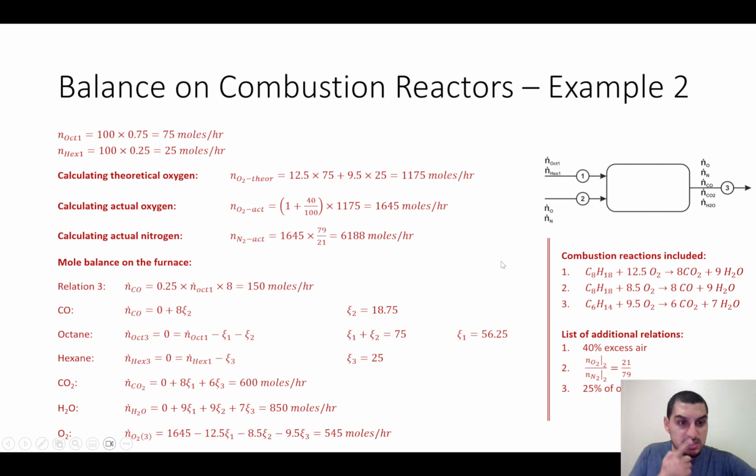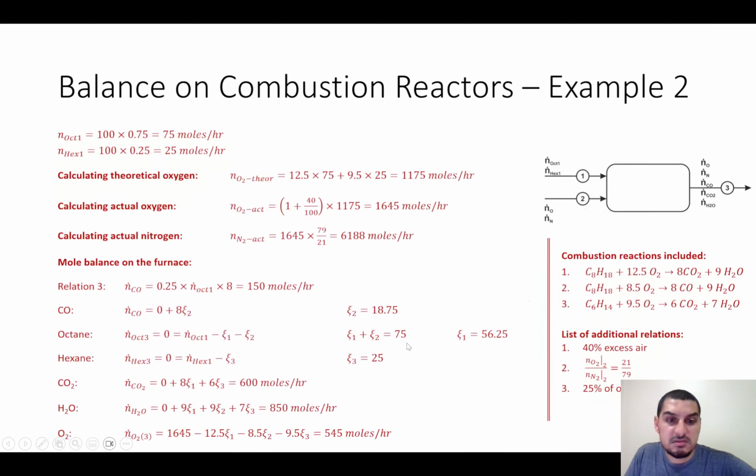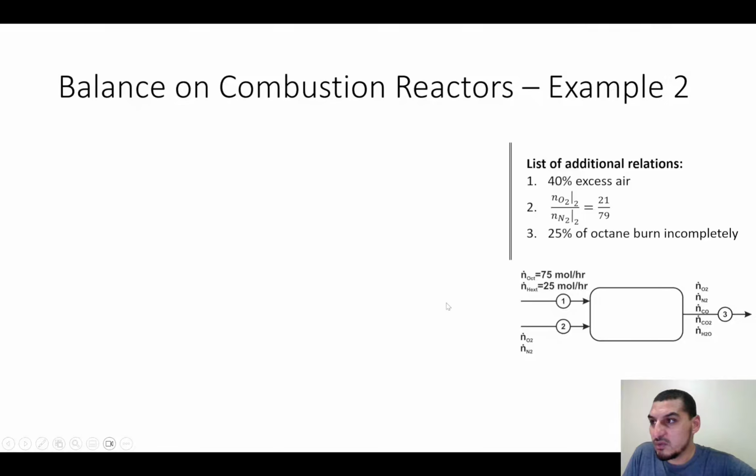And for oxygen, it is what we have in the feed, which is 1645 minus 12.5 Xy1 minus 8.5 Xy2 minus 9.5 Xy3, which is 545. So it's done. We have already calculated everything here, and of course nitrogen in the feed is the same as nitrogen in the product.